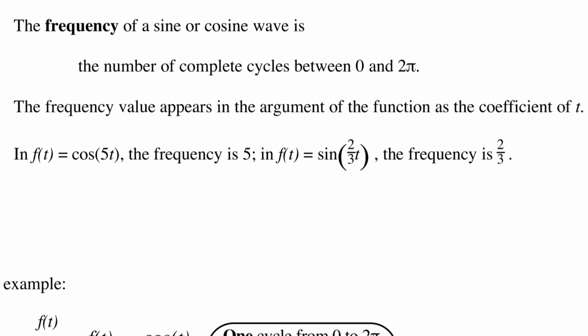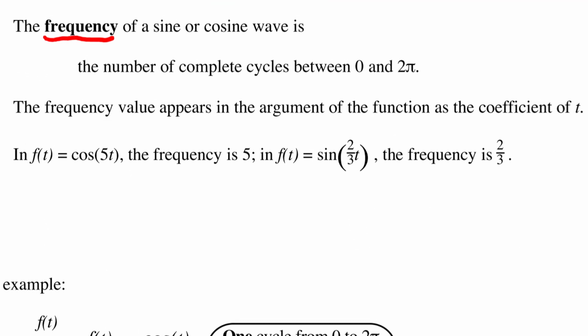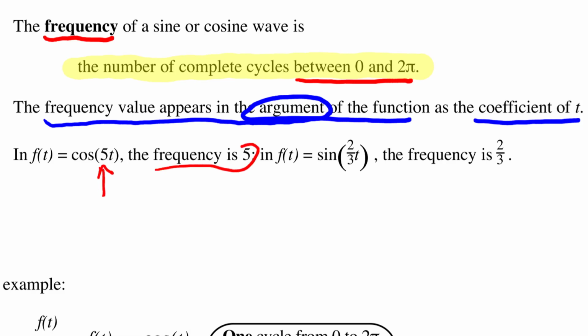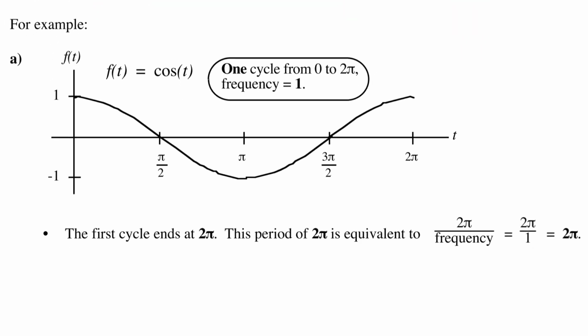Another important feature is the frequency. And it is the number of complete cycles between 0 and 2 pi. And it actually also appears in the function. It's the coefficient of the argument. So, for example, if our function is f of t equals cosine of 5t, then the frequency is 5. The coefficient is 5, the frequency is 5. F of t equals sine of 2/3 t, the frequency is 2/3. Let's see how that plays out on an actual graph.